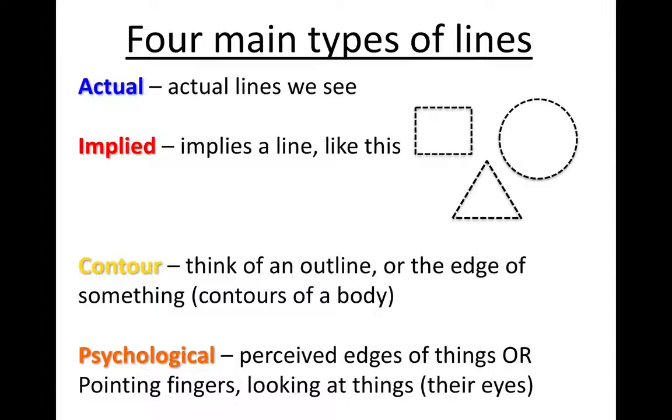Then there are psychological lines, and these are the perceived edges of things, or when we look in an image, someone's pointing their finger, and you start to wonder, what are they pointing at? And your eye tends to follow in that direction. It's like reading a book, left to right, top to bottom, the left page to the right page, and so on. Well, in a painting, for example, we can look at those lines, and the artist is sort of tricking us, making us look exactly where they want us to look.